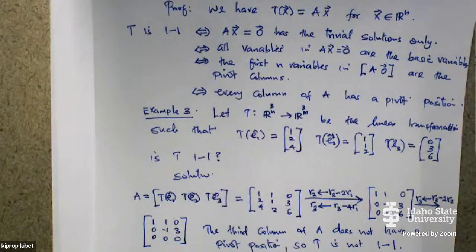If you check that out, you realize that all the columns have pivot positions. So it means it is 1-to-1. You can go check that.